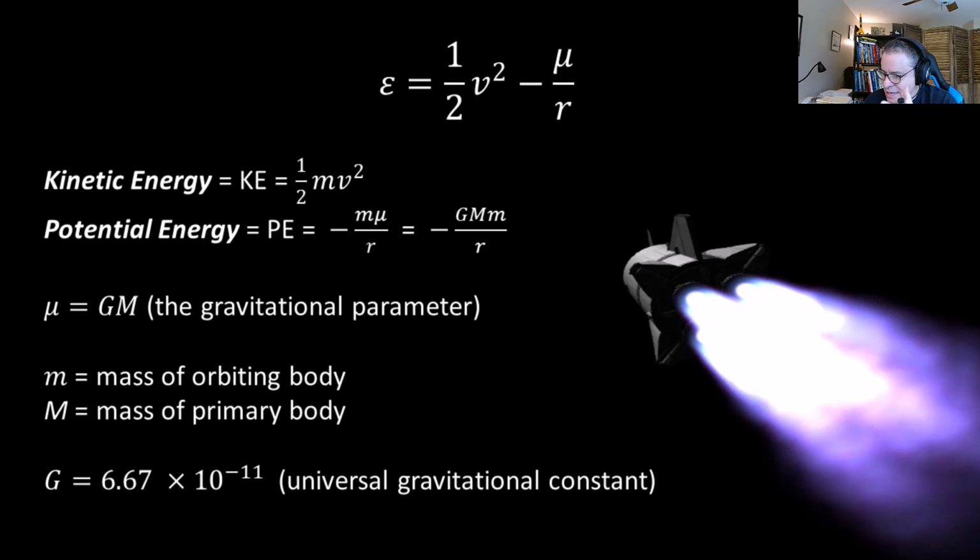Instead, given the speed v and the radial distance r of any orbiting body, all that's needed is the gravitational parameter mu for the body that's being orbited, be it a planet or moon or star. Note also that we could use mu equal G times M, where G is the gravitational constant, 6.67 times 10 to the negative 11, and capital M is the mass of the planet or moon or star that's being orbited.